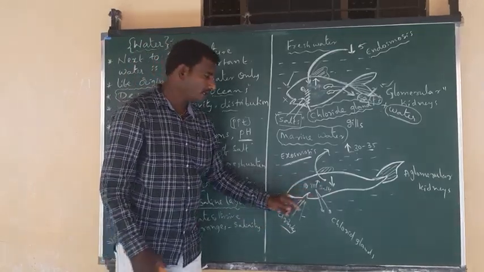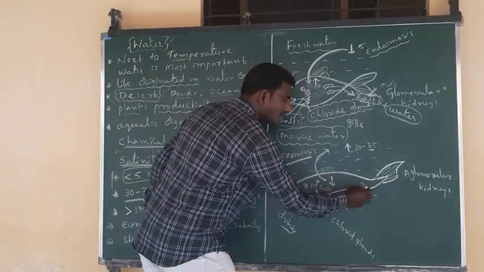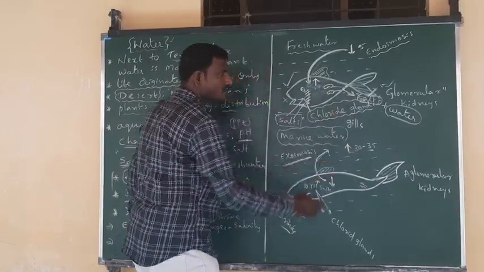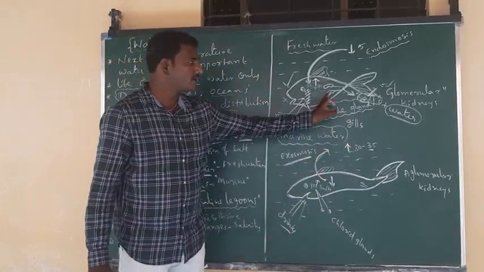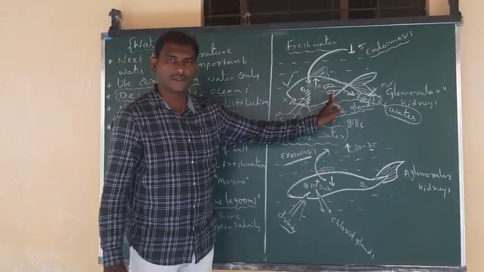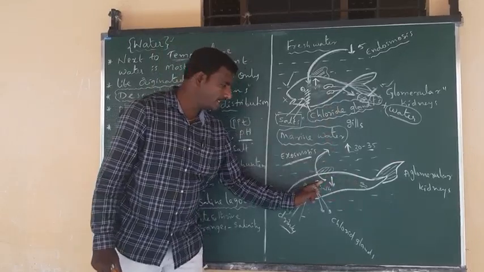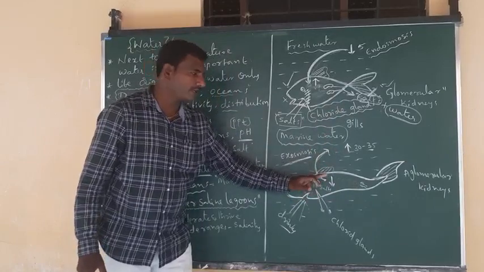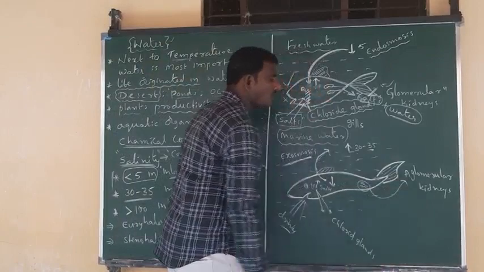Okay, here there is no function of kidneys. Here kidneys are reduced. Why? Because there is no function of kidneys. What is the function of kidneys? To eliminate excess amount of water. Such kidneys are well developed in freshwater fishes. But here kidneys are not eliminating water. Automatically the water is eliminated by this process. Because of this reason, here the kidneys are termed aglomerular kidneys.